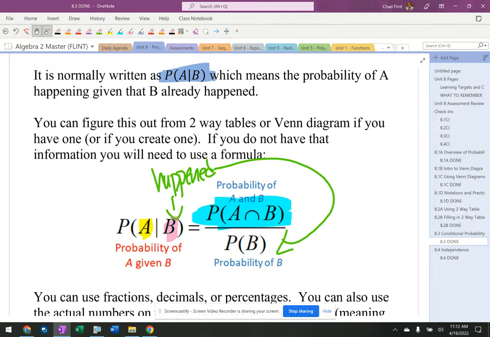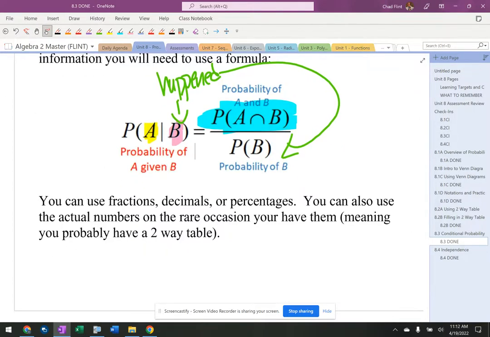Okay. Fractions, decimals, percents, just like before. Use actual numbers on the rare occasion you have them, meaning you probably have a two-way table. And this is just going to be a cross multiply situation or a division situation, depending on what's happening. They will occasionally give you the conditional probability and ask you for one of the other probabilities, so we've got to be able to think our way through this. There could be some much higher level questions where it gives you a two-way table or a Venn diagram and then says, here are these probabilities, fill the rest of it in, and then you might have to use the formula. Okay, so the formula is something you're going to want to know.